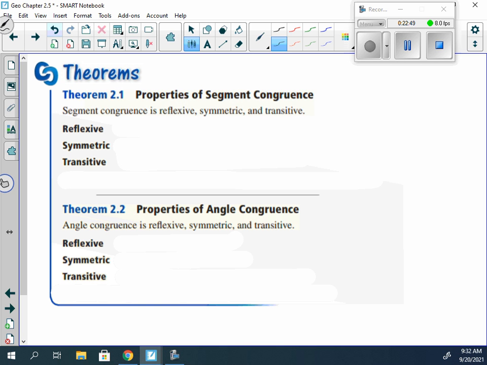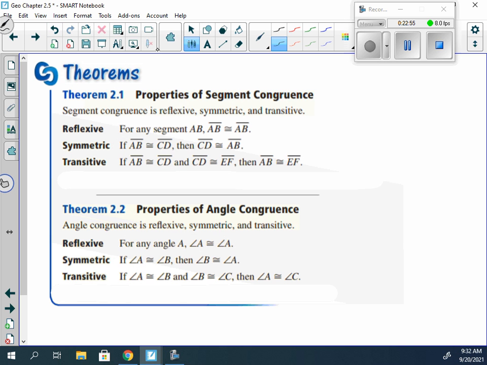Now these here aren't filled in, but you can fill them in if you want, or at least with the example for each. Segment congruency in reflexive, symmetric, and transitive. Well, reflexive, for any segment AB, AB is congruent to AB. It's congruent to itself. When we looked at it on Friday, the reflexive property of equality said A is equal to A, it's equal to itself, yes? Is that any different than what is here for the reflexive property of segment congruency? Well, no, that's the exact same thing, isn't it?